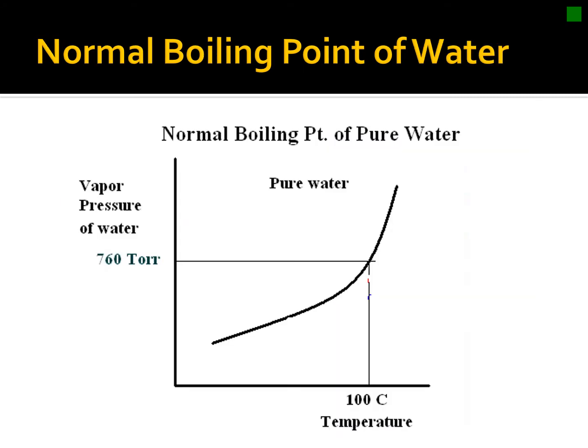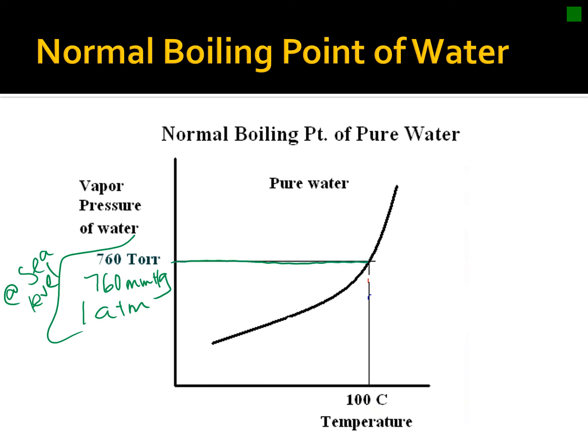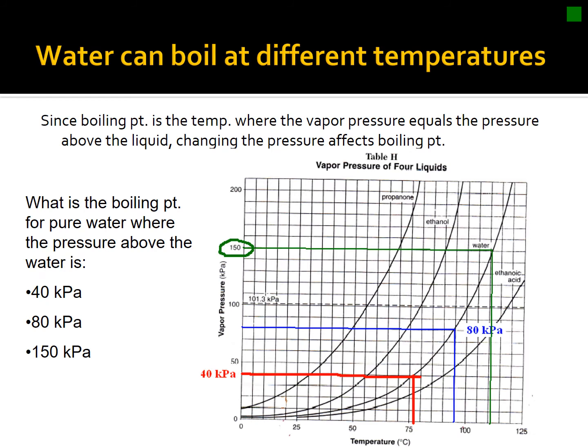So a normal boiling point of water is at 760 torr, which is also equal to 760 millimeters of mercury, which is also equal to 1 atmosphere. This is at sea level. That's what normal atmospheric pressure is at sea level. So at sea level, if I were to boil pure water, it would occur at exactly 100 degrees Celsius. Why? Because at 100 degrees Celsius, on my water's curve, my vapor pressure equals my atmospheric pressure. So water can boil at different temperatures.